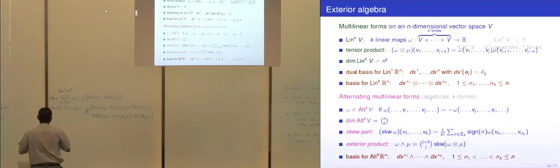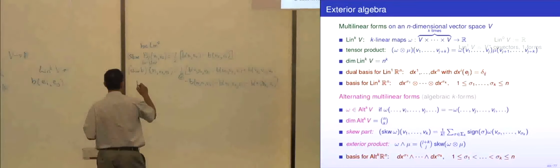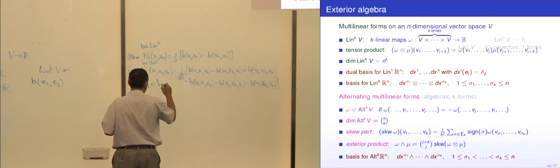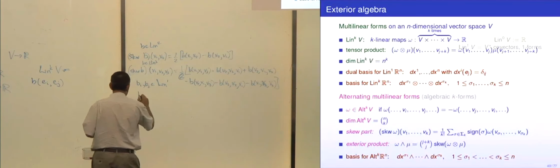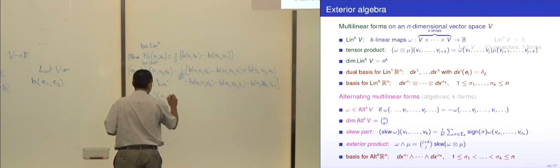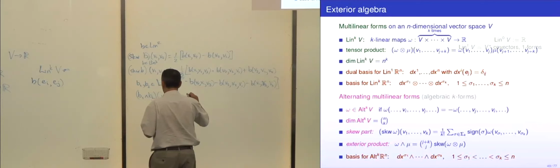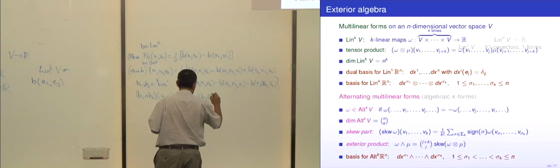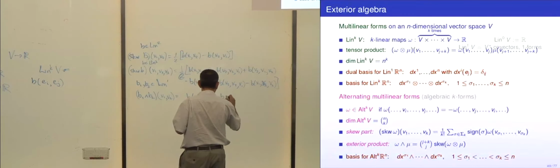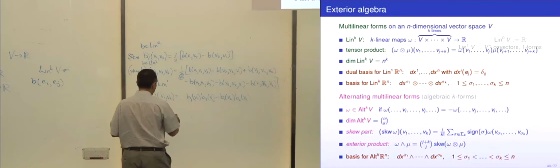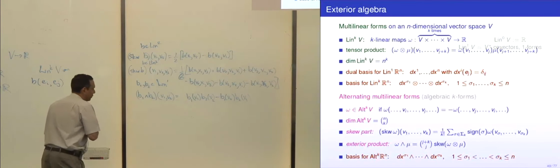So that means that if I took, say, two linear forms, let's say B_1 and B_2, which are in Lin^1, the dual space, then by definition, B_1 wedge B_2 applied to v_1, v_2 would be, well, the skew part would be B_1(v_1) B_2(v_2) minus B_1(v_2) B_2(v_1). It would be multiplied by 1/2, but we define the wedge product without that 1/2.